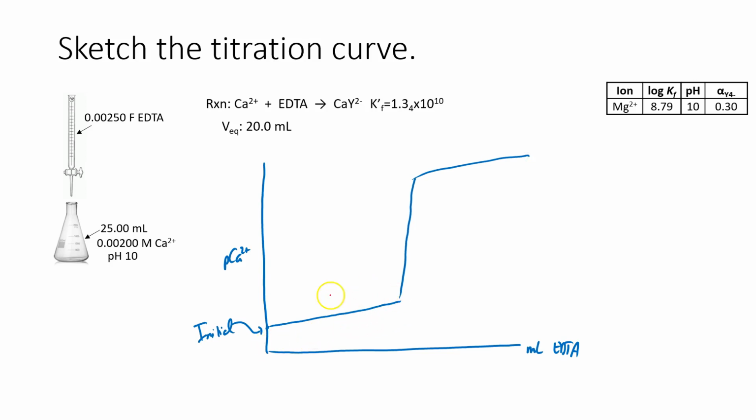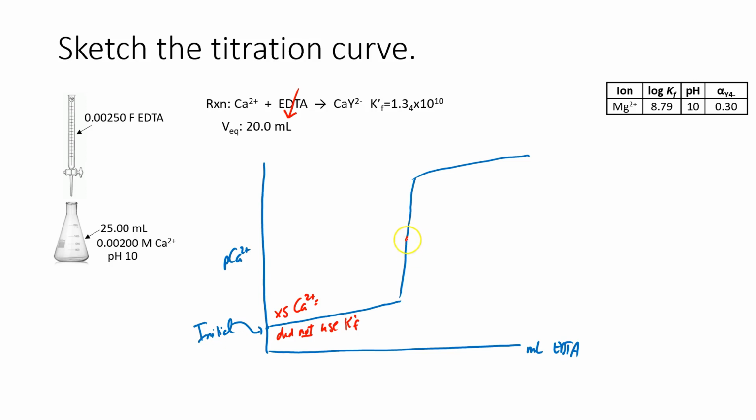So before the equivalence volume, remember, every time we added EDTA, it got consumed. It bound to calcium. So at this point, we had excess calcium in our Erlenmeyer. And if you remember, we did not use the conditional formation constant, K prime f. We just had to figure out the excess moles of calcium and divide by the total volume.